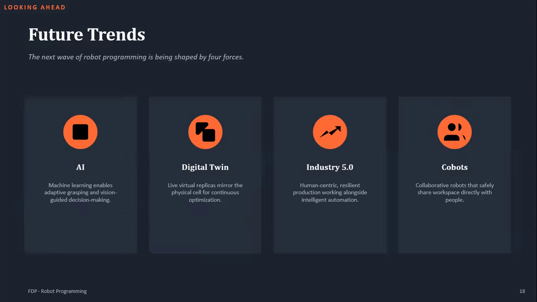So, what are the various future trends in robot programming? The future of robot programming includes artificial intelligence, digital twins, Industry 5.0, collaborative robots, cloud robotics, and autonomous manufacturing systems. These technologies enable smarter, more adaptive, and human-centric industrial automation.